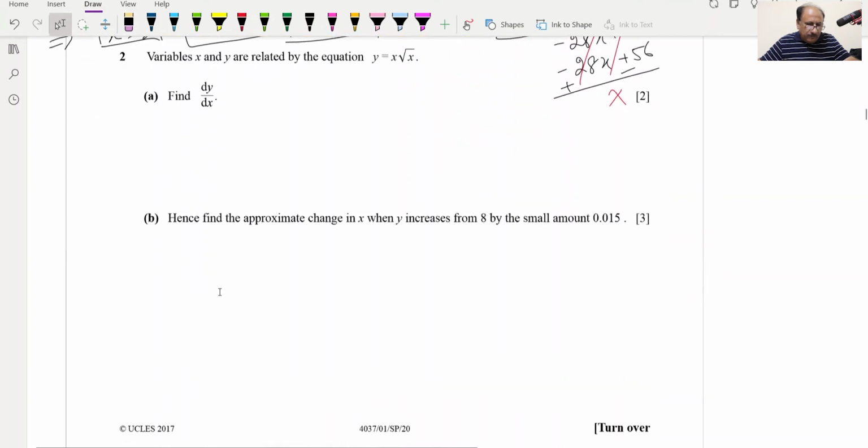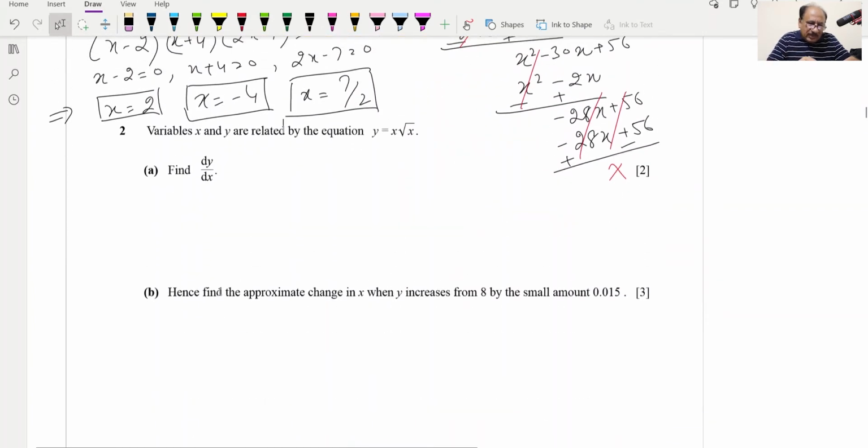Now, variables x and y are related by this equation.